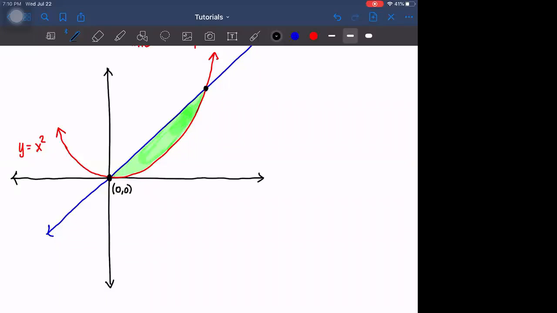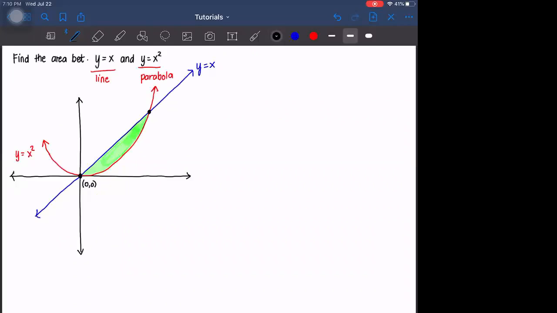But how about the second one? Do we know the coordinates of the second point of intersection? No. So what we can do to solve for the point of intersection, let me use the acronym POI for point of intersection, we equate. Take note that y is equal to x for the line and y equals x squared.